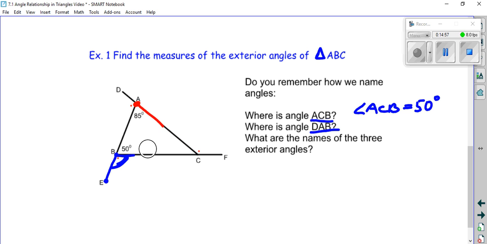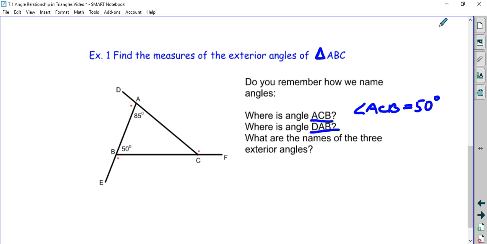Now, we can actually go ahead and do some calculations. So the easiest exterior angle that we can calculate is this one, DAB. So it's this exterior angle, and we are going to use the straight line rule.